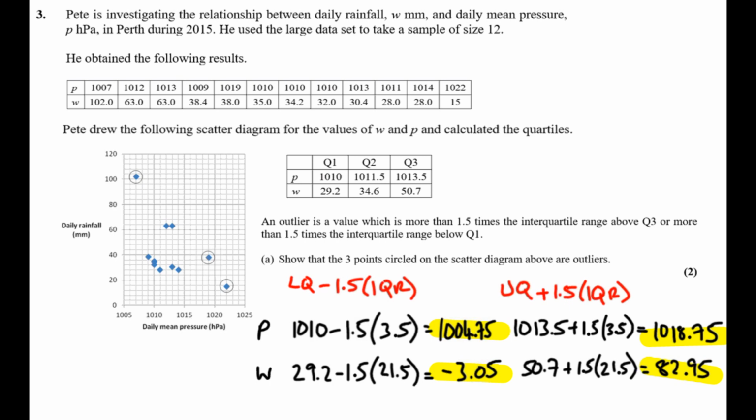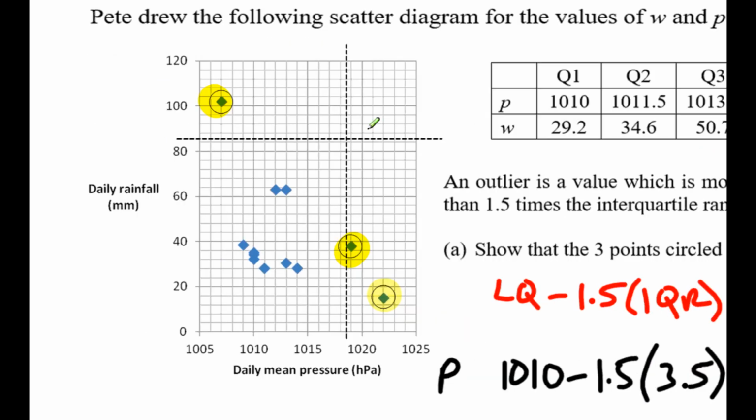Let's see what that does on the graph. Okay, so for the lower boundary of the mean pressure, 1004.75 isn't even on the graph, so I can't place any boundaries there. Let's look at the top end, 1018.75. Okay, and that would appear right about there. So anything to the right of this is going to be an outlier, so that satisfies the two that are circled here and here. Let's now turn our attention to the daily rainfall. Once again, negative 3.05 isn't even represented on the graph. We're just looking for the upper boundary, which is 82.95, which would be here, and once again justifies us having an outlier up here. Okay, and that's what we have.